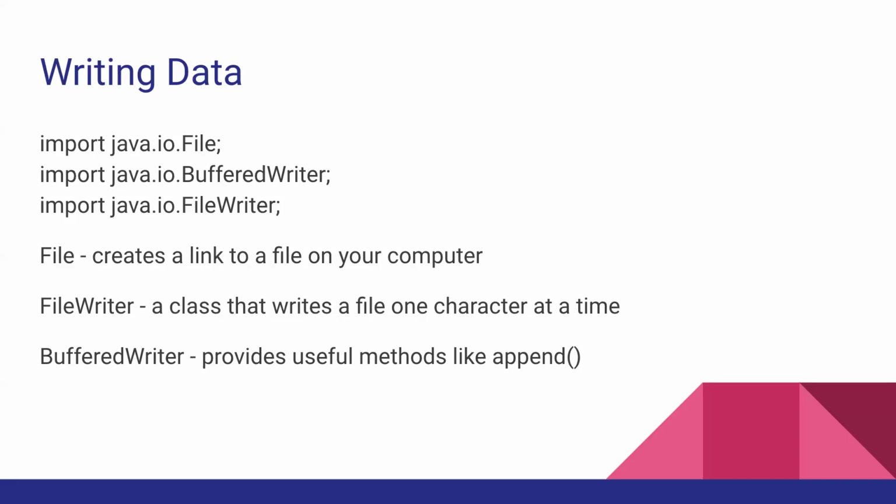File writer is a built-in Java class that allows you to write one character to a file at a time. And then the buffered writer is a wrapper class on the file writer that allows you to do things like append. So it makes it a lot easier to write lots of data into the file. So we're going to use all three of these together.